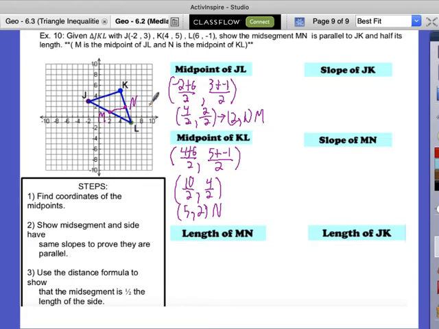How do we find the slope of 2 points on our line? Rise over run. We can count. Slope of JK. How much does it rise from J to K? 2. How much does it run? 6. So the slope is 2 over 6.